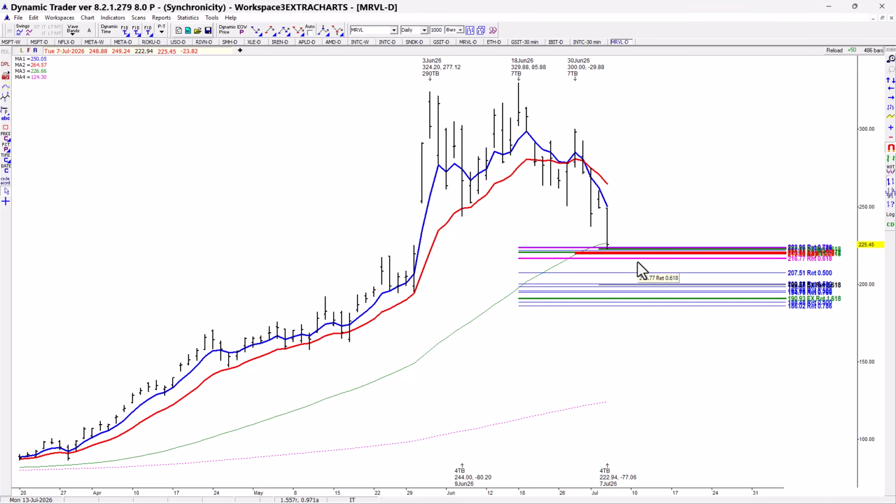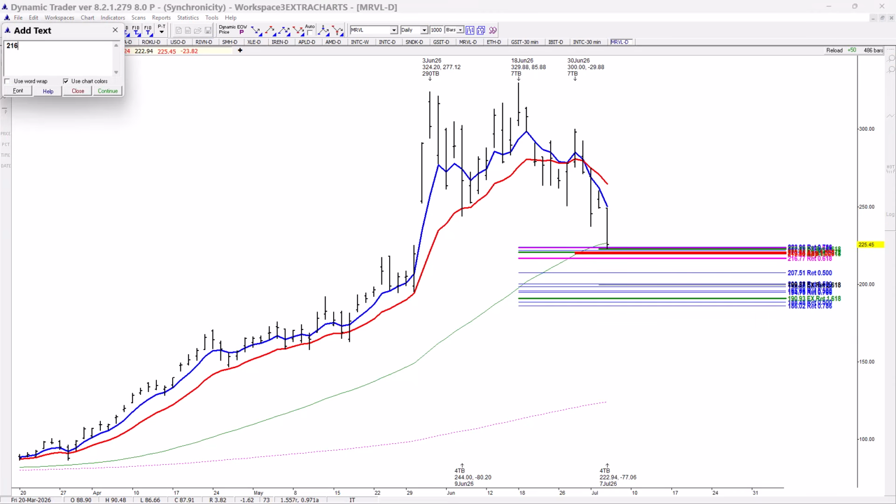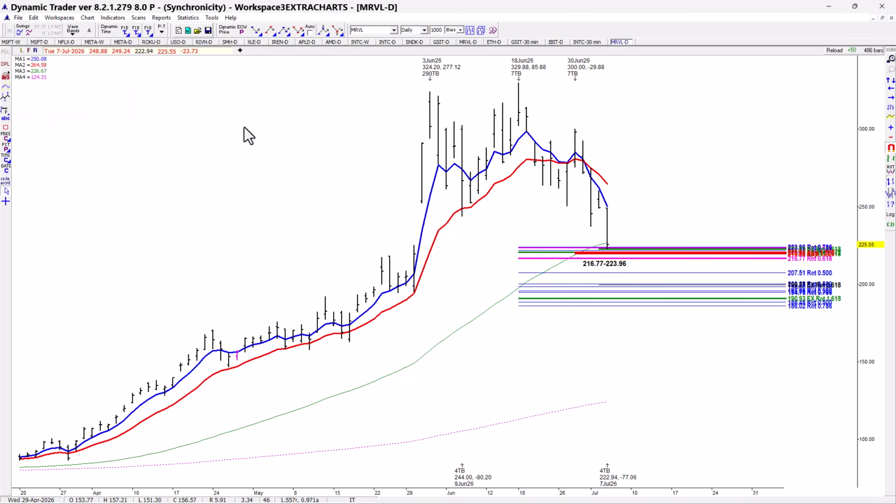But we are going to watch for a trigger. If we don't get a trigger, we're going to leave it alone. But the zone comes in at 216.77. So let's take this 216.77. Top end of it, 223.96. Very, very healthy cluster. We're in it. We haven't gone below it.